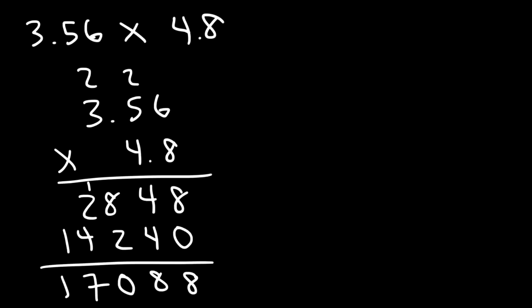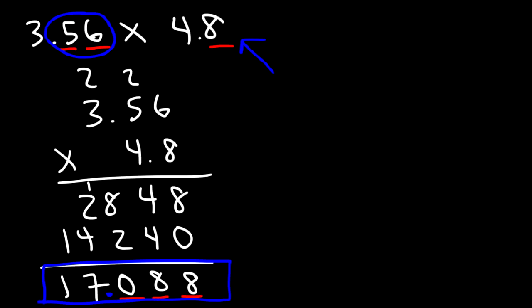Now, where should we put the decimal point? So notice that we have 3 digits to the right of the decimal point. We have 2 in this number, and we have 1 in the second number. So we have a total of 3. So therefore, we need 3 digits to the right of the decimal point, which means the decimal point should be here. So our answer is 17.088. And if you have a calculator, you can confirm it. So 3.56 times 4.8. And you should get this answer, 17.088.